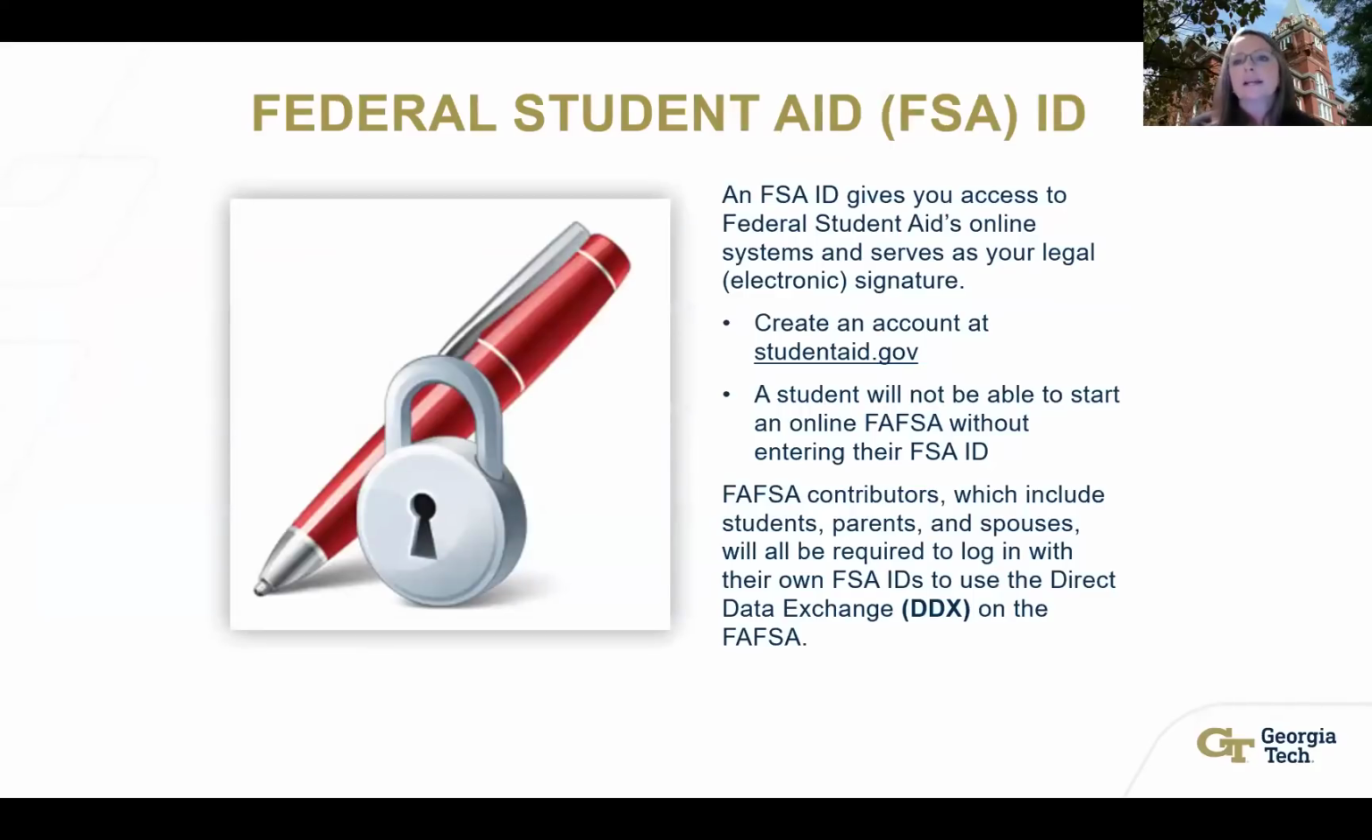In order to sign the FAFSA and to log in and start the process, the student has to have a Federal Student Aid ID, or an FSA ID. And this is basically your electronic signature. It allows you to log into the website and sign all of the documentation for your application. And if you decide that you're going to borrow federal student loans, it's also the signature to sign the promissory note for the federal student loan.